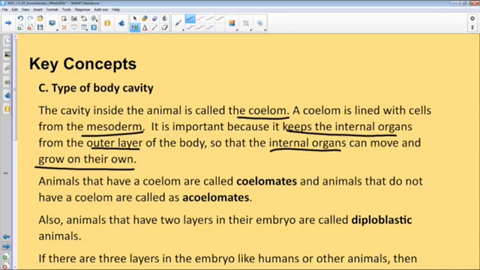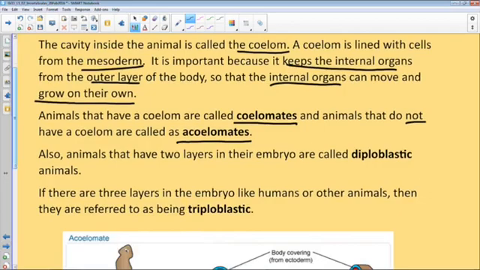Okay. Animals that have a coelom are called coelomates, and animals that do not have a coelom are called acoelomates. So we're going to look at these as a feature of organisms. So having a true body cavity is referred to as having a coelom, and those that do not have one are referred to as acoelomates. However, there are some organisms that do not have a true coelom. We would refer to them as pseudocoelomates, and we will look at some of these examples as we get through to some questions.